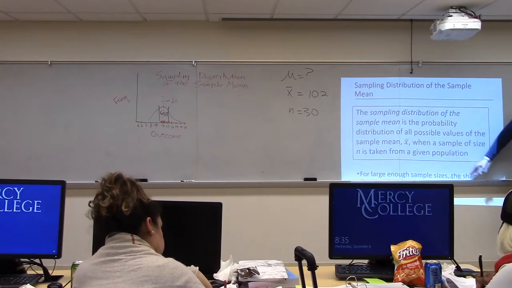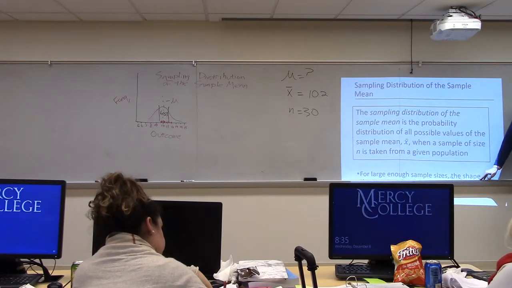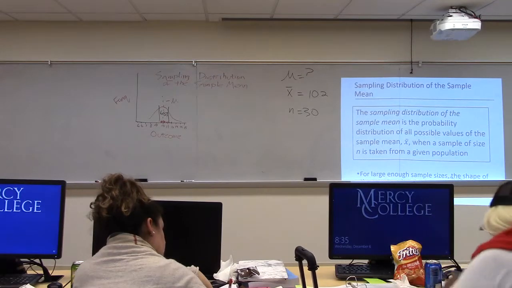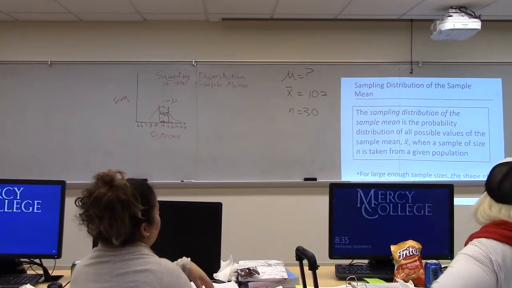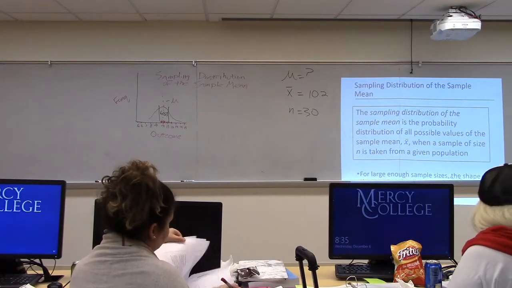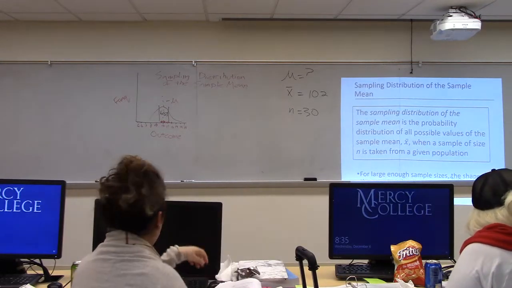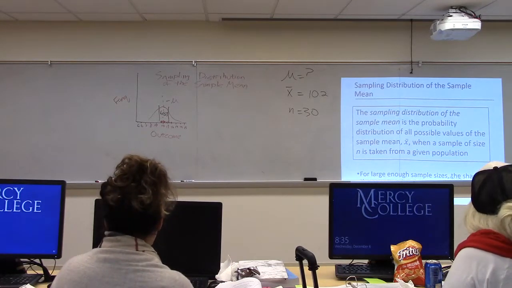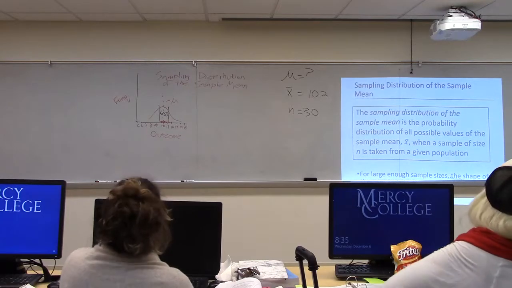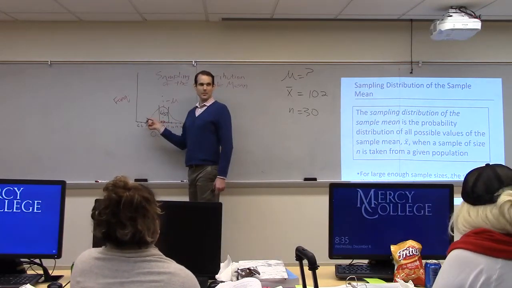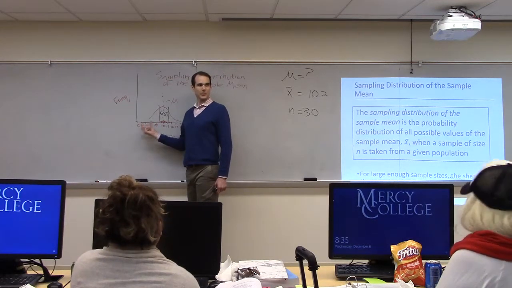Definition of the sampling distribution of the sample mean: the probability distribution of all possible values of the sample mean when a sample of size n is taken. That last line says for large enough sample sizes, the shape of the sampling distribution of the sample mean will be normal. And that's what helps us. Because if we know it's normal, we know pretty much everything about it. 68.3, 95.5, this, that, and everything in between.